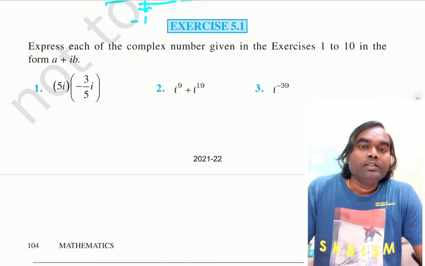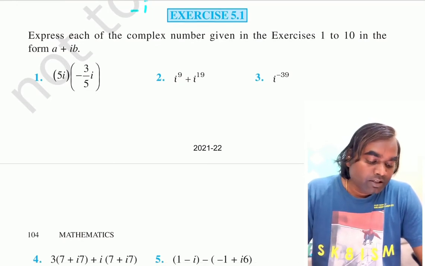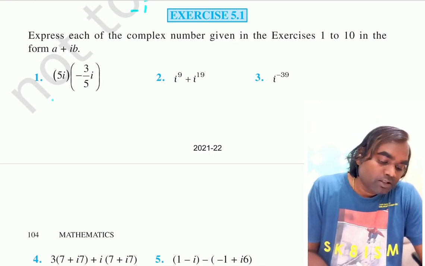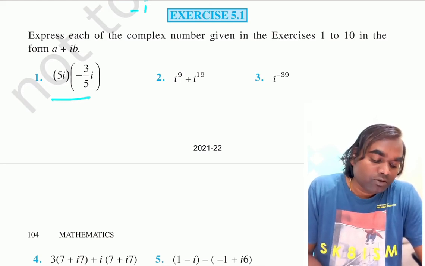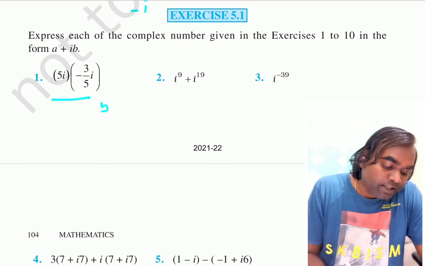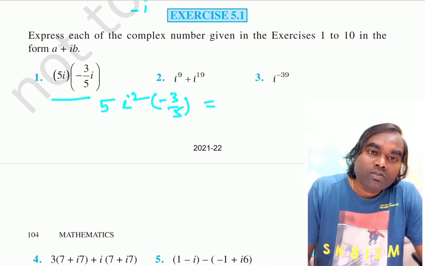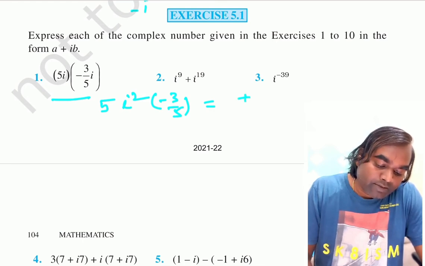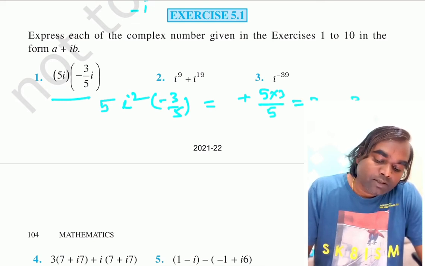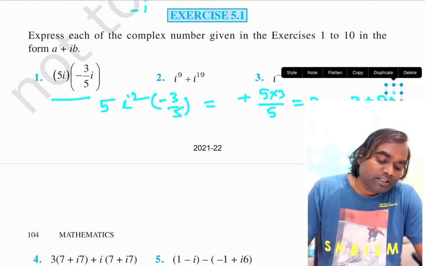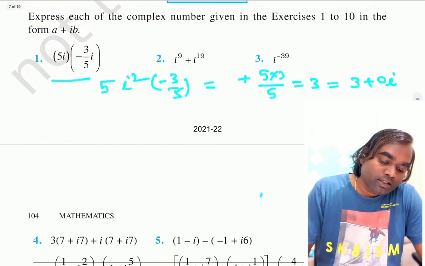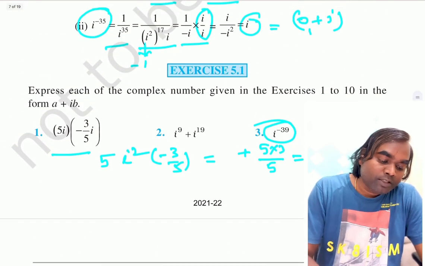Similarly, practice exercise 5.1, and if you have any problem, let me know in the comment. Suppose you want to solve this in the form of a plus ib. How can we do this? Multiply this 5 into i square into minus 3 by 5. So i square is equal to minus 1. Minus 1 into minus is equal to plus. So plus 5 into 3 by 5 is equal to 3. That means this is equal to 3 plus 0i. Similarly, you can solve others also. This is similar to this i to the power minus 35. Solve this.